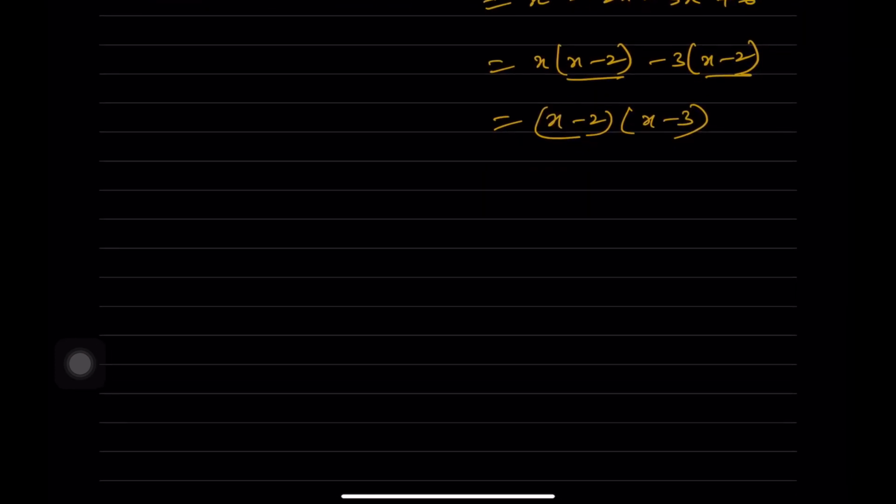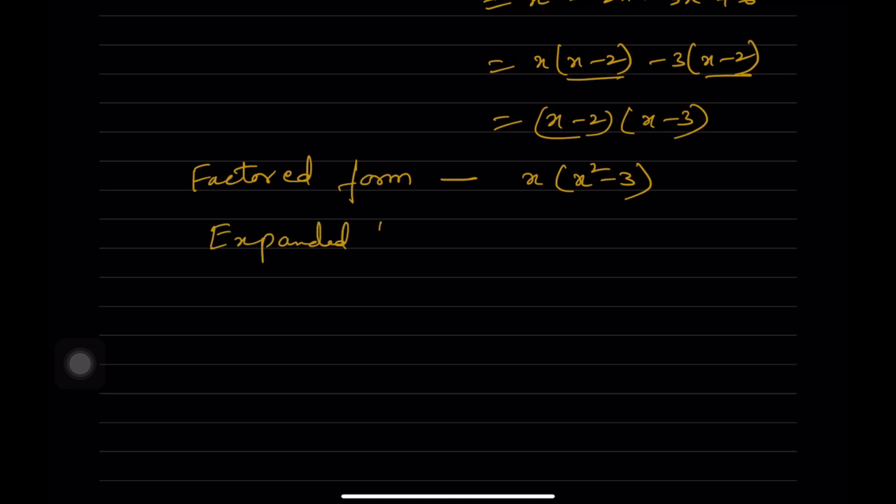Now you are having one more. This is called the factored form. Suppose, I am just taking an example, x into x square minus 3 is the factored form, and the expanded form of this is x cube minus 3x. That is, you are taking this x inside.